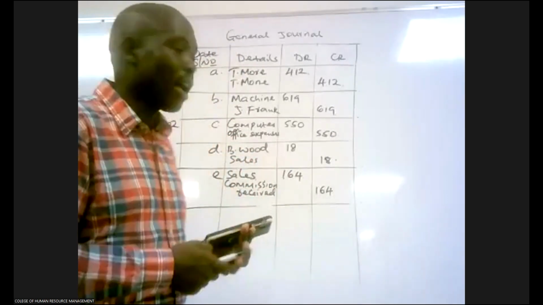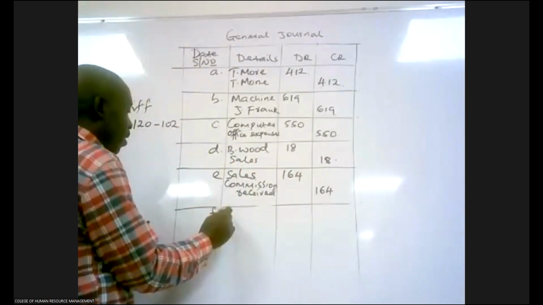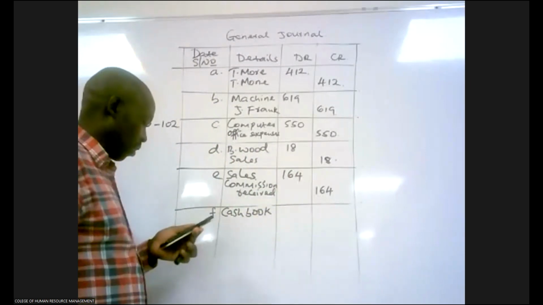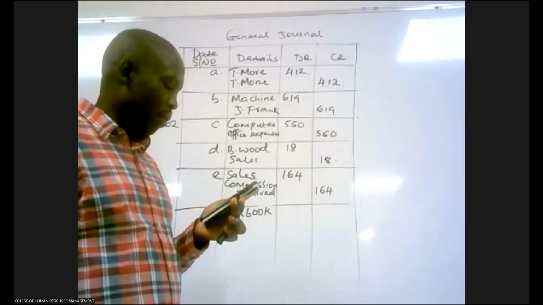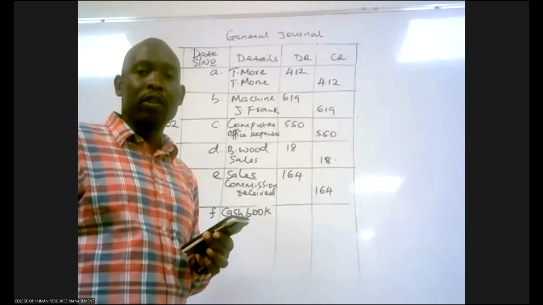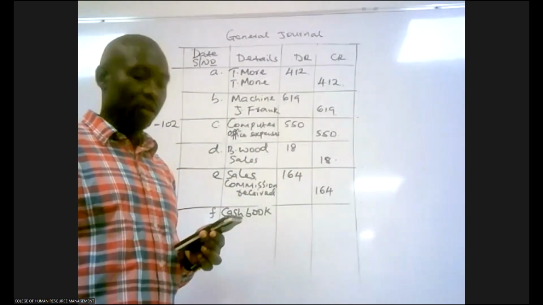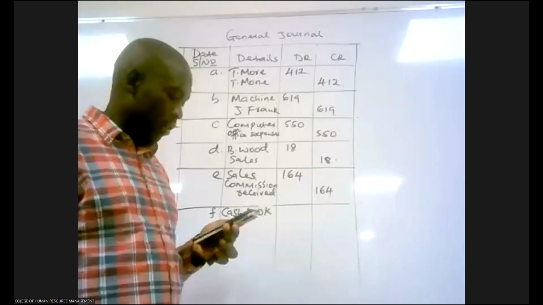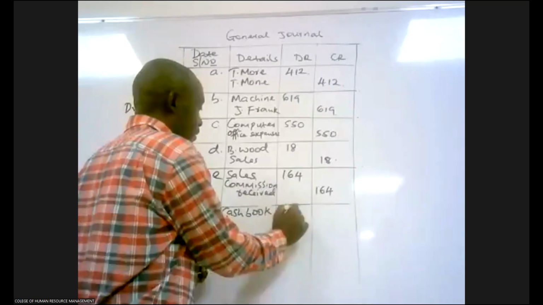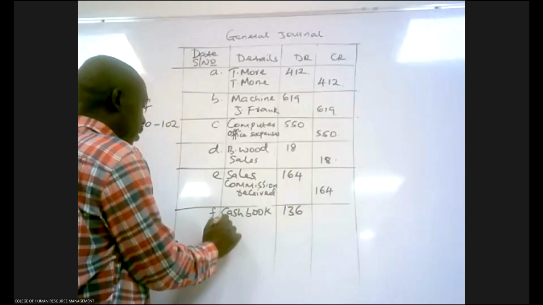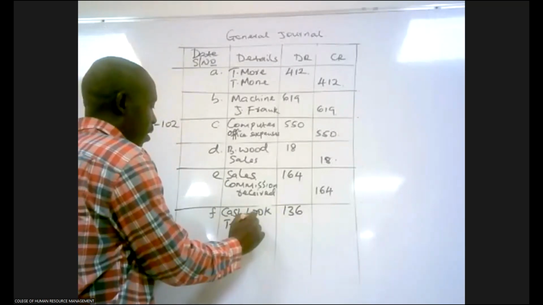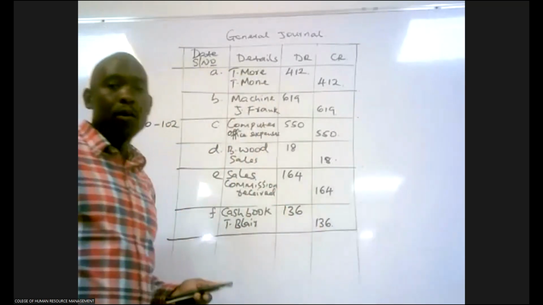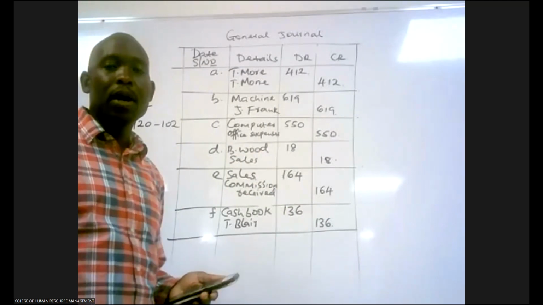In this case, we shall come and say F. We should debit the cash book. Yes. But the amount here was 68. We should now do 68 times 2. 68 times 2 gives us 136. Then we credit T-Brayer by 136. Why are we debiting and crediting with the double the amount?